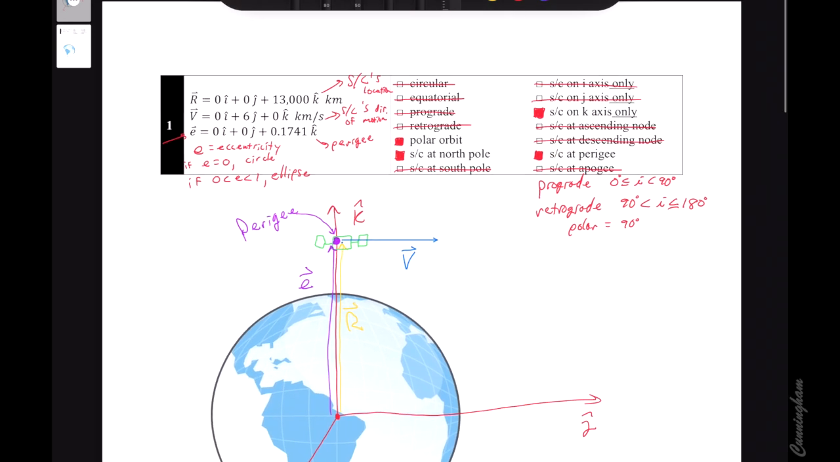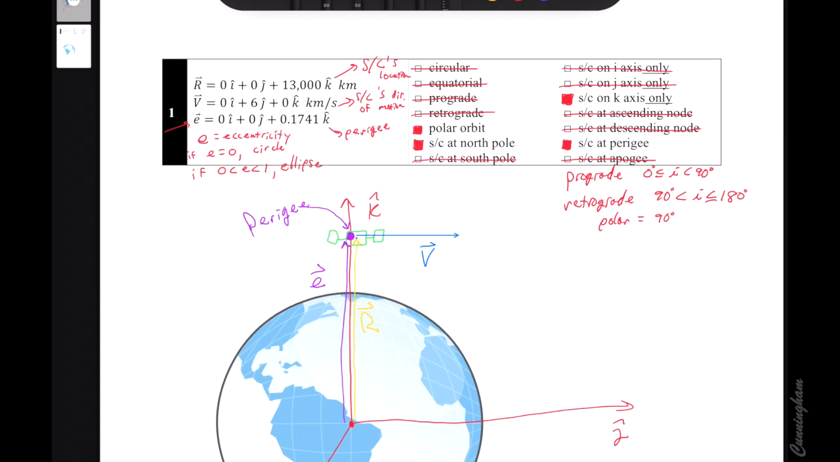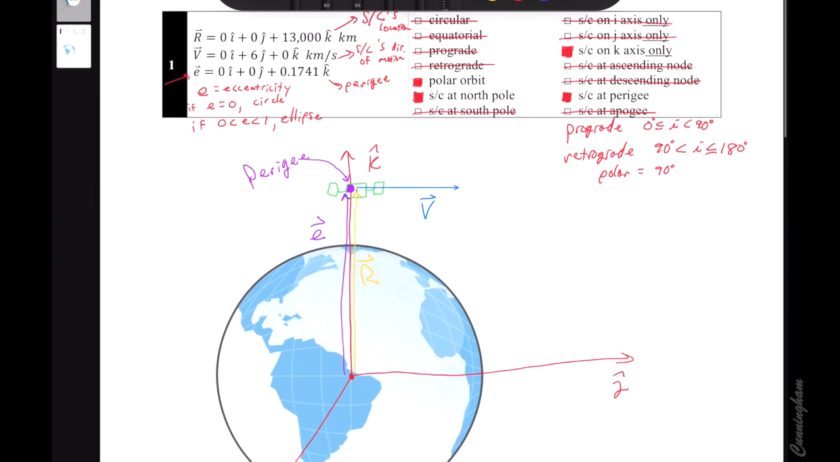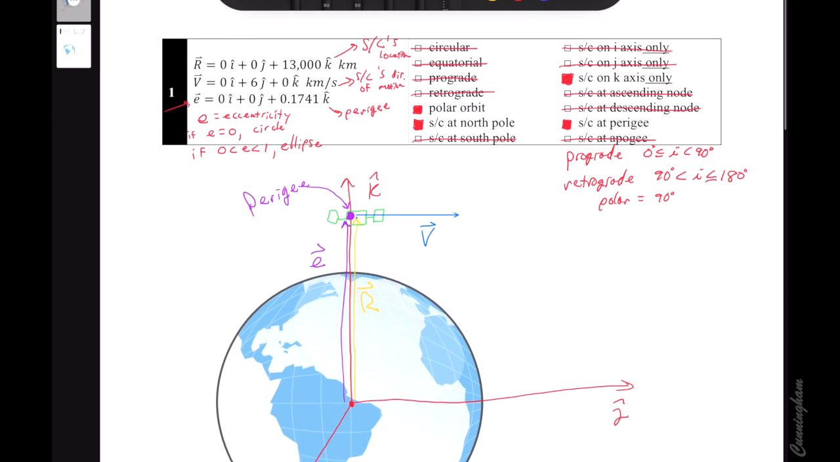So in the end, we determined it's a polar orbit. The satellite is at the North Pole at the moment, which also means we're on the K hat axis. And due to our eccentricity vector, we found out we're at perigee. That's all we can tell, but we addressed all the boxes and either filled them in if they're true or crossed them out if they're false. And that was the mission. So mission accomplished. Okay, next problem.